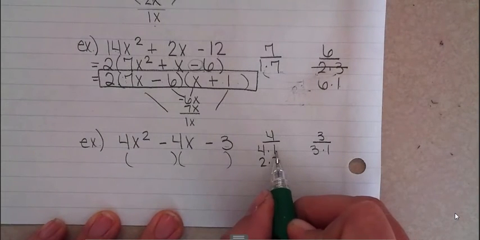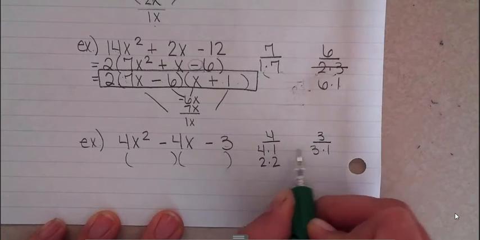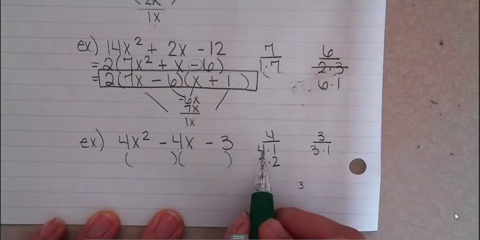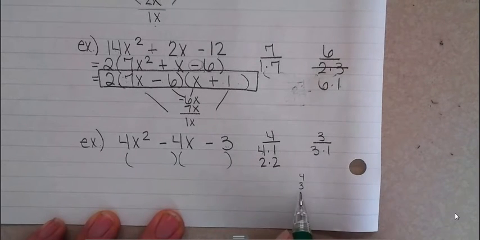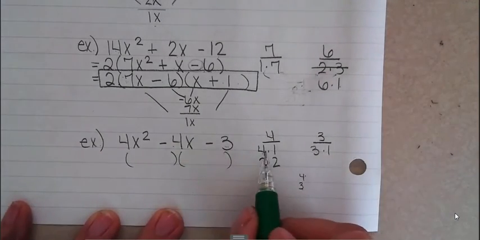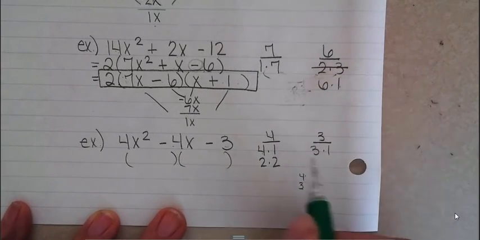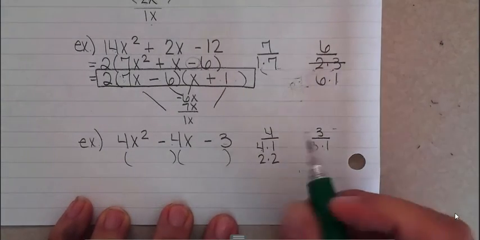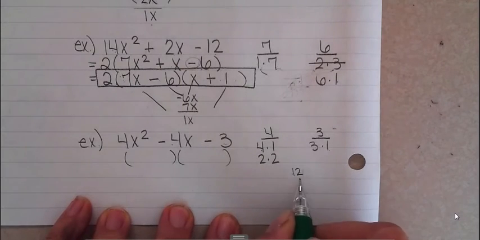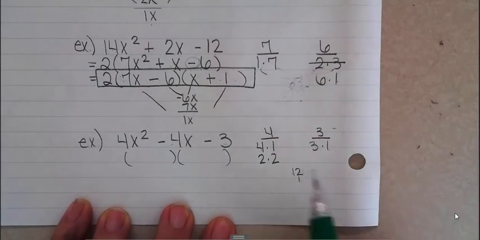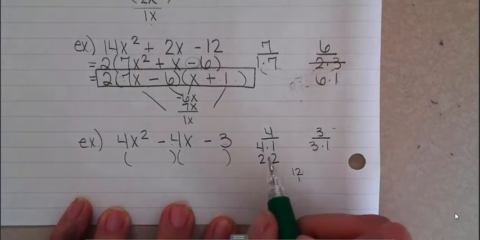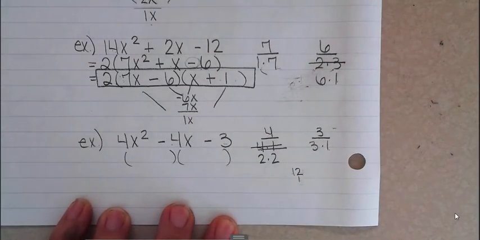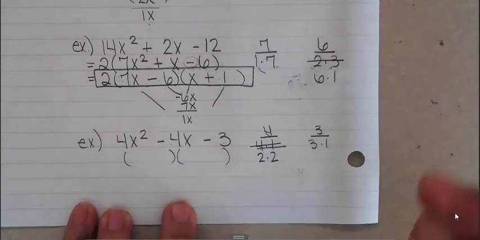So let's see. I can do a combination here of like 1 and 3, which would give me 3, and 4 and 1, which would give me 4. So is there any way to do 4 minus 3 to get 4? No. 4 plus 3 to get 4? No. Okay, so those cannot work together. And even if I switch them around, so maybe I do a 4 times 3, which is 12, and a 1 times 1, which is 1, is that going to give me 4? No, that's either going to give me 13 or 11. So I know that 4 times 1 cannot be one of my factors. Okay, so let's use the 2's.